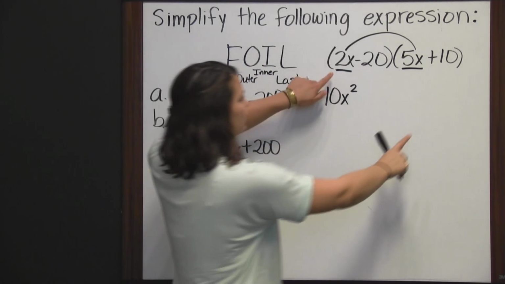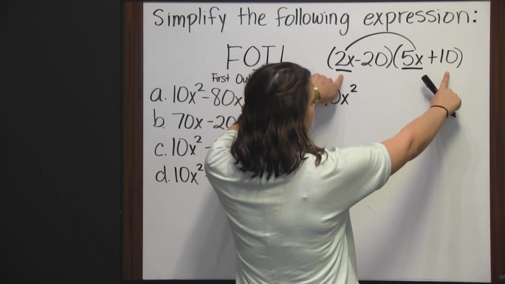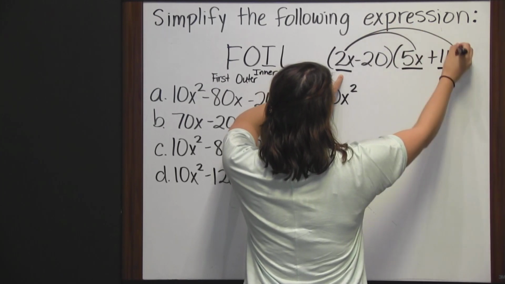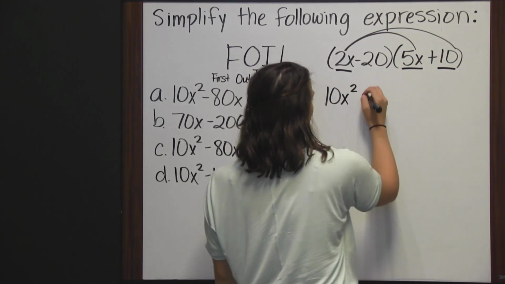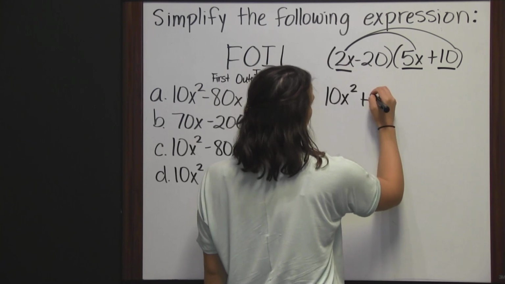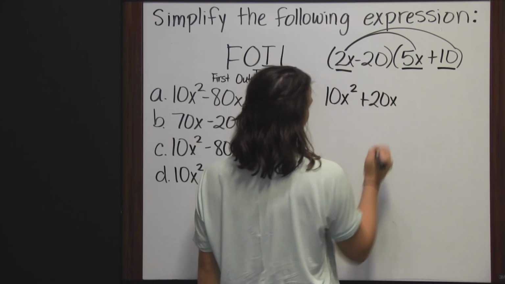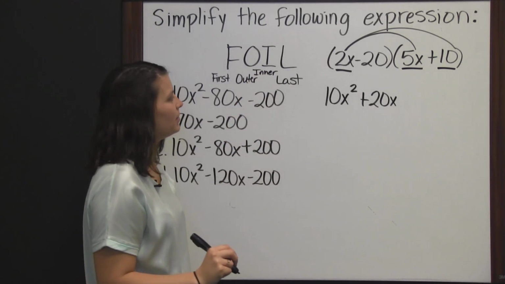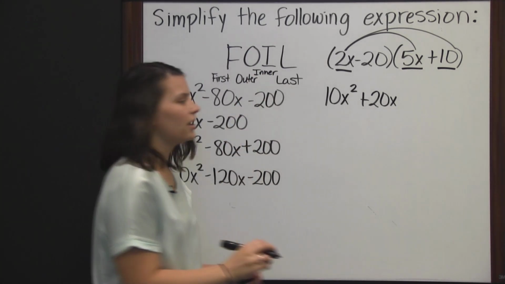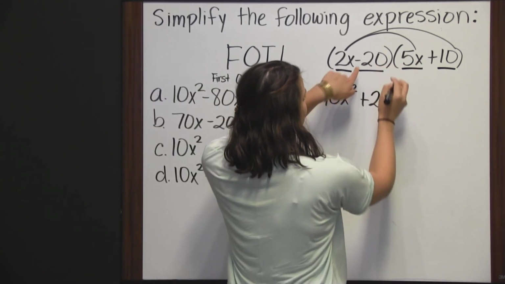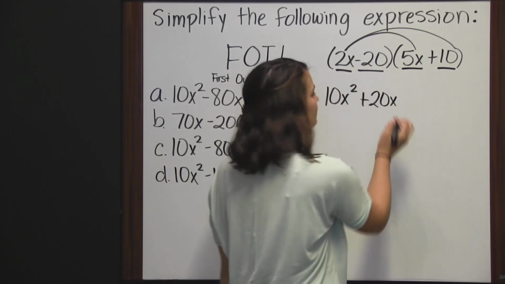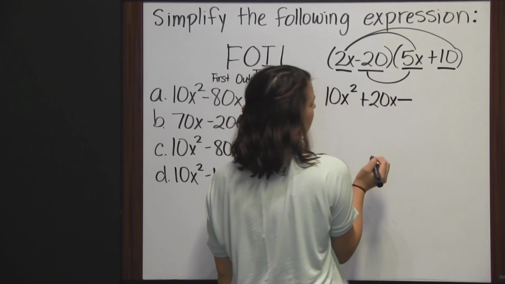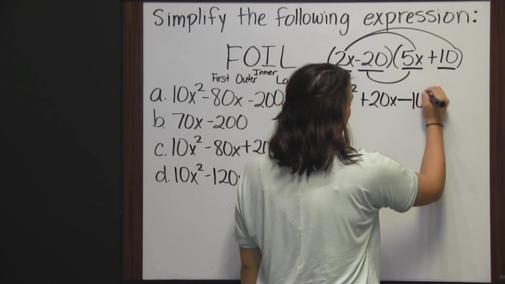The O again stands for outer. So that means to multiply the two outside terms. So 2x and 10 are the two terms on the outside, the outer terms. So 2x times 10, 2 times 10 is 20, so 20x. I stands for inner. That means to multiply the two terms on the inside. So that would be this negative 20 times 5x. A negative times a positive is a negative. 20 times 5x is 100x.